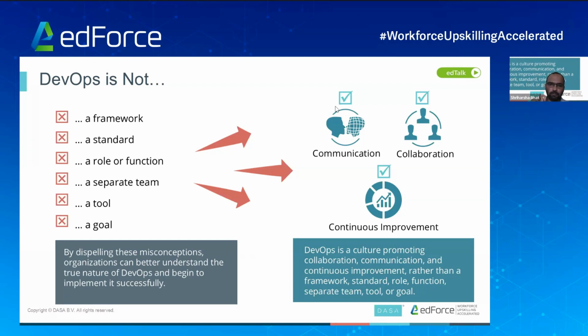Okay, so it's not a goal also. It's a means to achieve your goal, I can say that. So it's an ongoing process of continuous improvement. I would say DevOps is about creating a culture of collaboration, communication, and shared responsibility. It's about constantly striving to deliver better software, and faster. So that is what this picture is talking about.